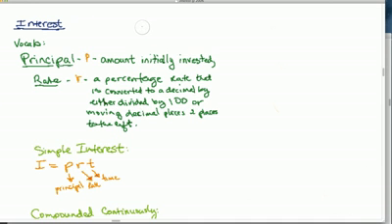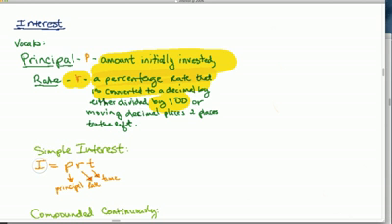Today we're going to be looking at the concept of interest. There are a few things we should know. The principal is the amount that you initially invest. The interest rate is going to be R, little r usually, and it's a percentage rate that's converted into a decimal. If you remember, you divide by 100 to get it to a decimal.